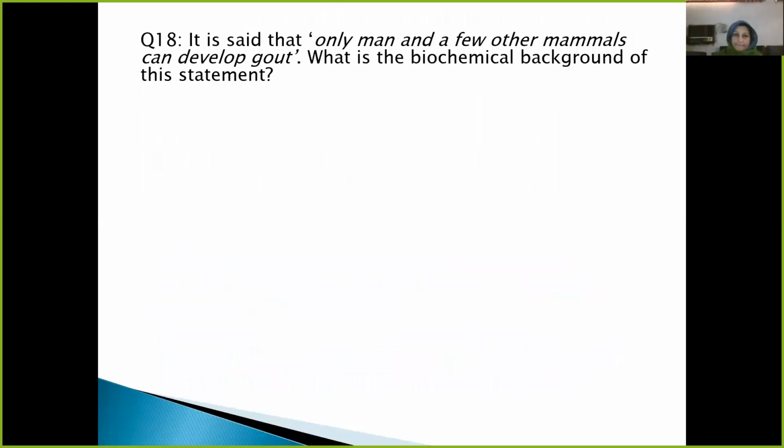Question 18. It is said that only man and a few mammals can develop gout. What is the biochemical background of this statement?